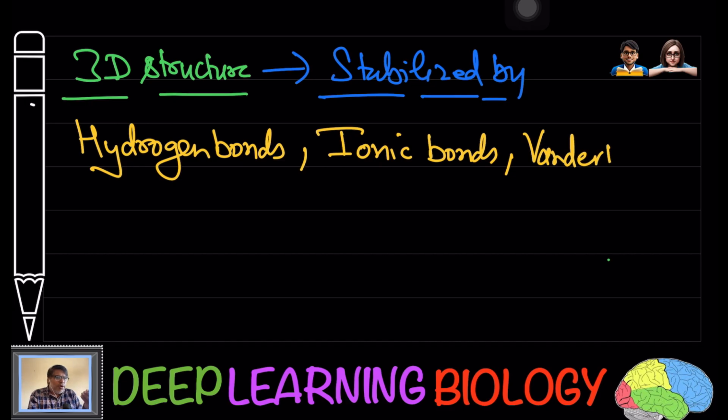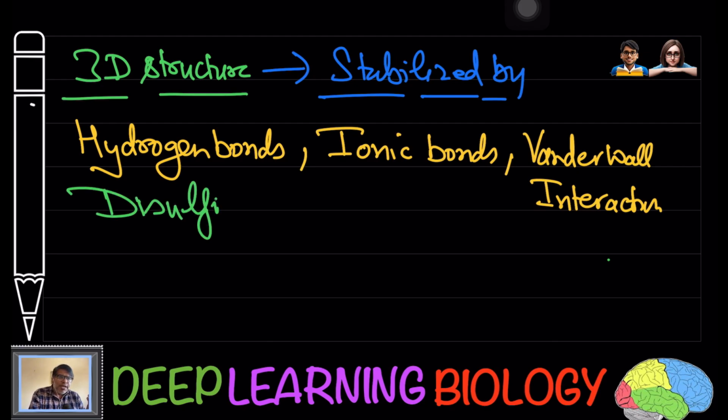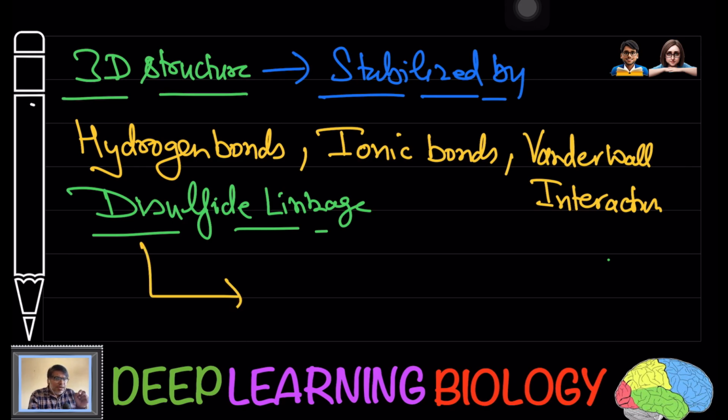Yes, van der Waals interaction, when two atoms come in close contact, you are going to see van der Waals interaction. So hydrogen bonds, ionic bonds, van der Waals interaction, all these can stabilize the 3D structure. But if you see the disulfide linkage, a type of covalent bond. Hydrogen bonds, ionic bonds, van der Waals interaction are weak, but disulfide linkage is a type of covalent bond.